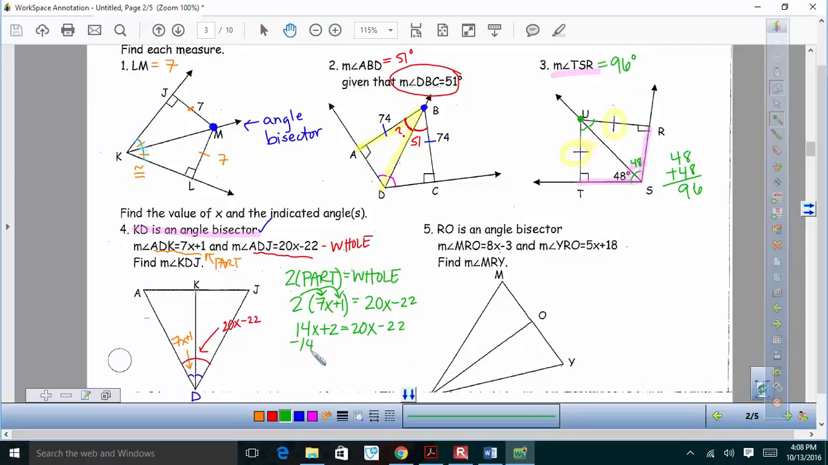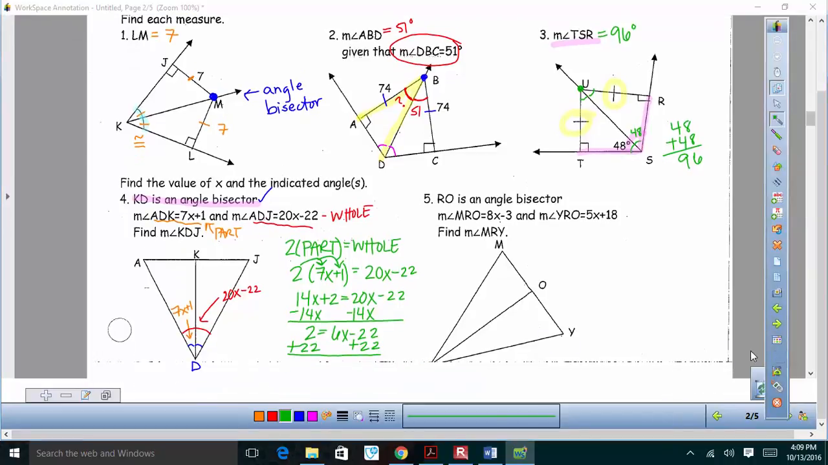So I would subtract 14x from both sides. This would give me 2 equals 6x minus 22. Then I would add 22 to both sides, trying to get x by itself. That would give me 24 equals 6x. Then we divide by 6, and x equals 4. Okay? Now, they wanted us to find KDJ.